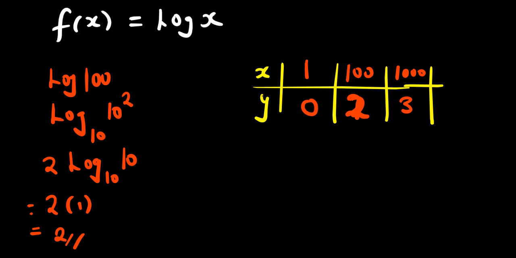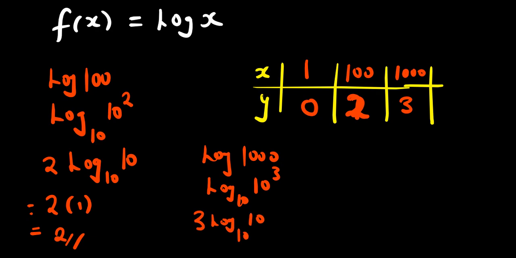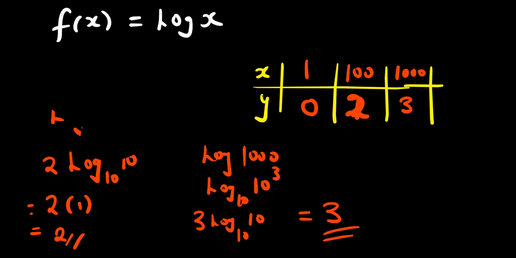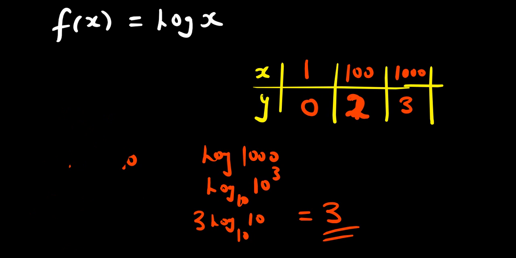Then on the other hand, log of 1000, what is it going to be? You're going to have log, this will be 10, right? 1000 is just the same as 10 to the power 3. The 3 can drop, so you're going to have 3 log of 10 and 10. So this will just give us a 3. That's why I wrote a 3 there. So now that we've got these points, these are enough for us to come up with a graph.